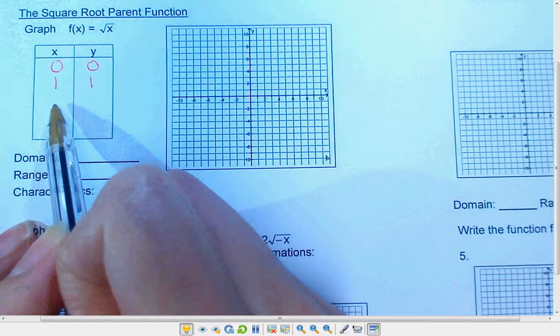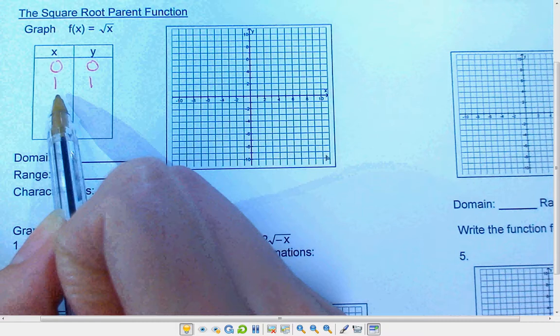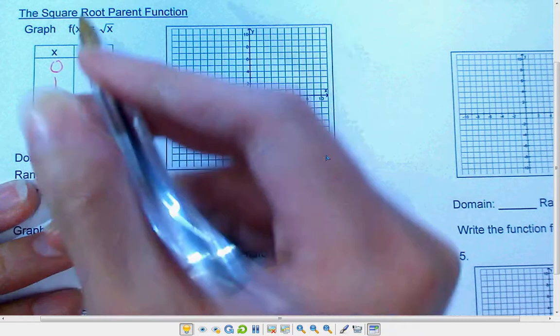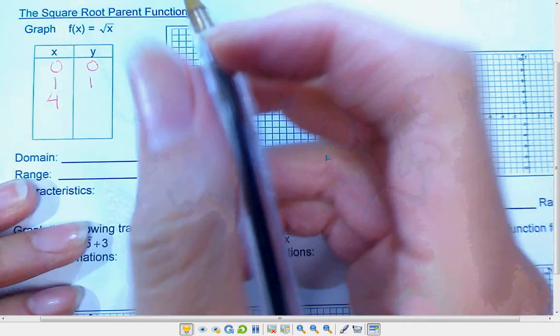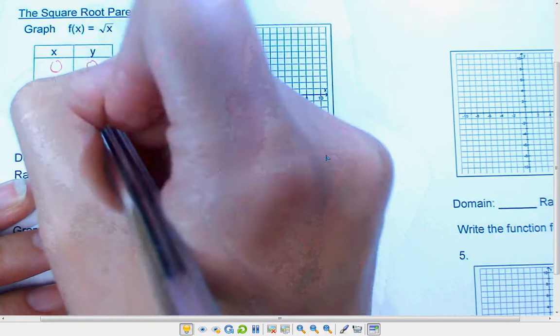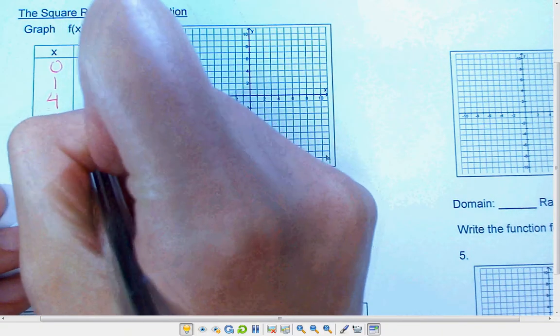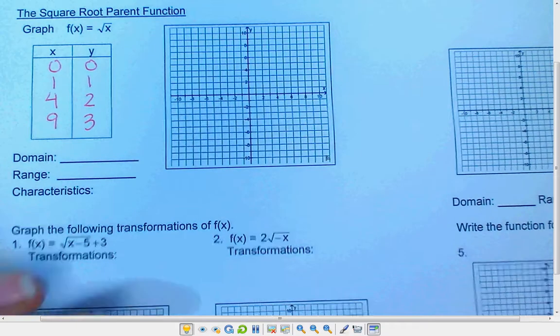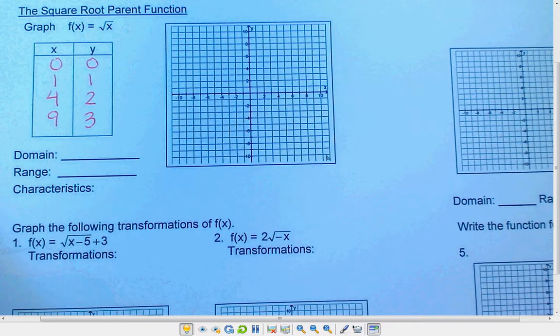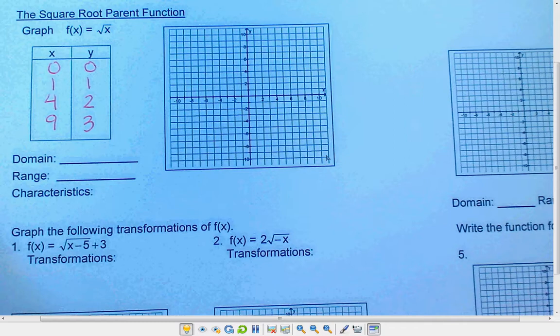Now we're actually not going to go to 2 because you can't find the square root of 2. It's going to be an irrational number. So we're going to go straight to 4 because the square root of 4 gives us 2. And then we're also going to go to 9 because the square root of 9 gives us 3. So that way we have nice even numbers. We only want to use integers, whole numbers, not decimals for our parent function.